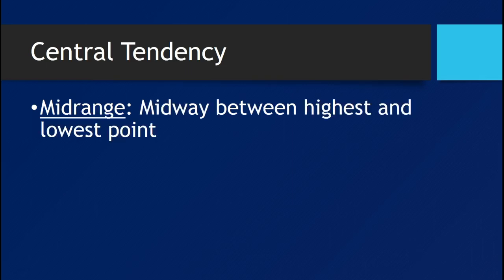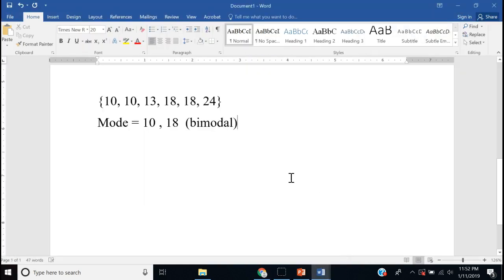The last measurement of central tendency that we're going to use is something called mid-range. And this is simply halfway between the highest and the lowest point. So all we do is we look at the very lowest value and the very highest value, and we go halfway between there. Kind of like in the median, we went halfway between the middle two numbers when we have an even number of values in our set. With the mid-range, we just take the very highest number and the very lowest number, and we go halfway between that. So let's go back to our examples that we were just looking at.